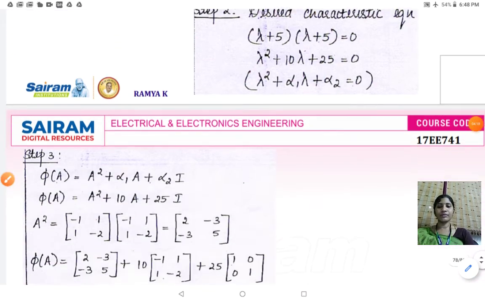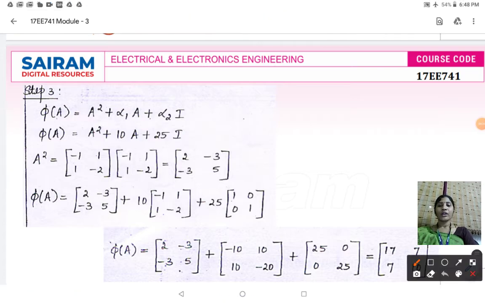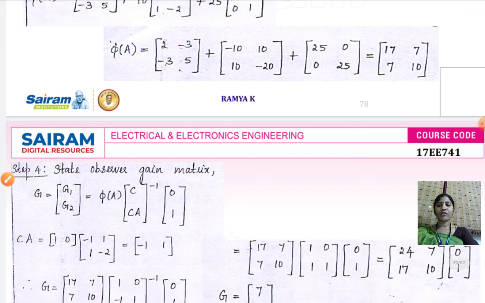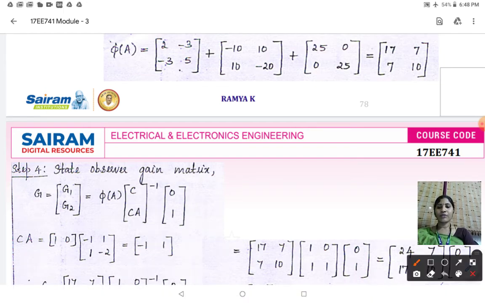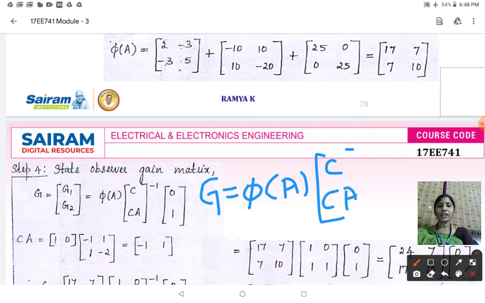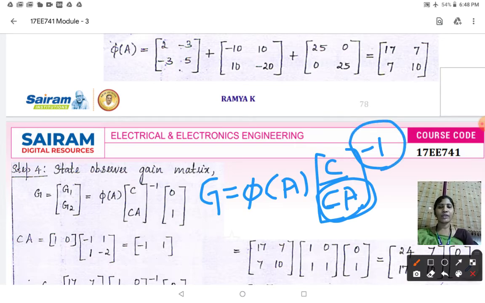Next, after identifying this, the formula to obtain your state observer gain in case of Ackermann's formula is G is equal to phi of A into [CA] inverse. We all know how to identify the inverse. C is the matrix that you can take from the problem, and C into A can also be identified by matrix multiplication. After that we will get one matrix, for which we have to find the inverse. Later we will come to that particular step.